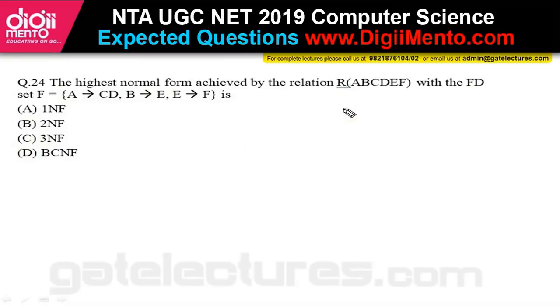So what is the first step in doing these questions? We will find the candidate key first. If you can see, the candidate key is AB plus here, because AB is given, and then A is giving C, D, and then B is giving E, and E is giving F. So AB is my candidate key.